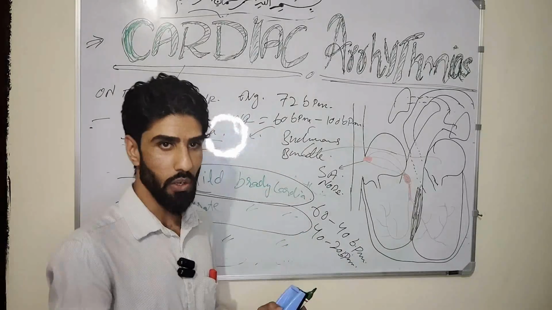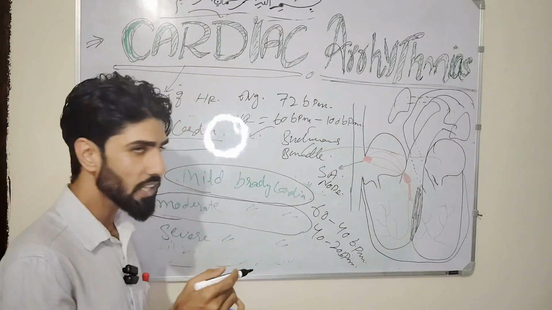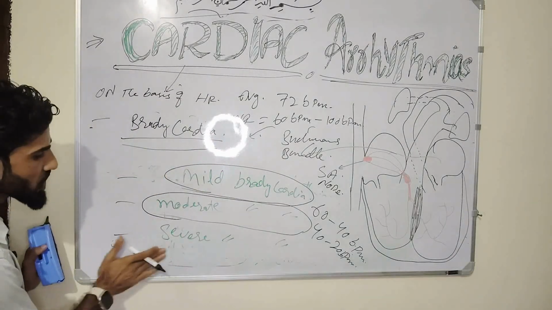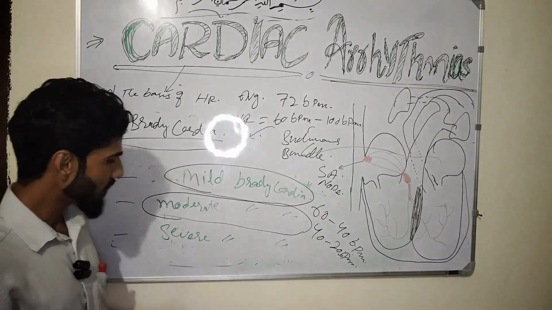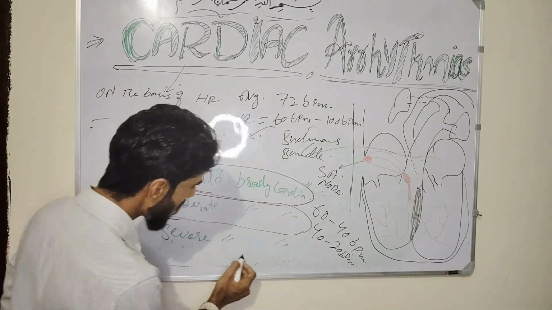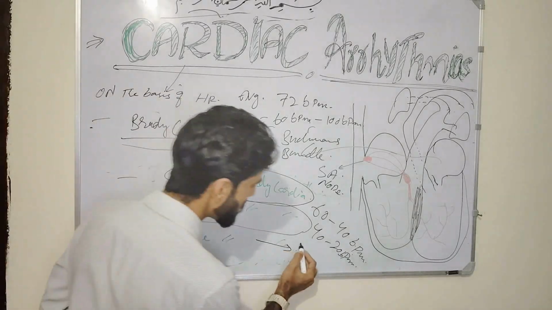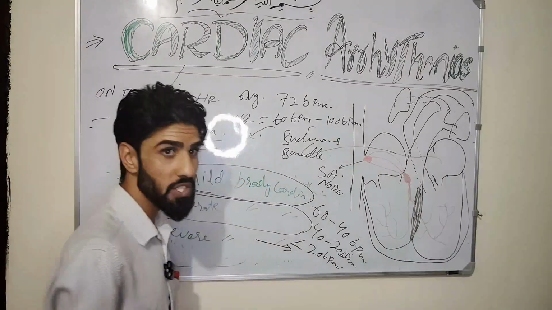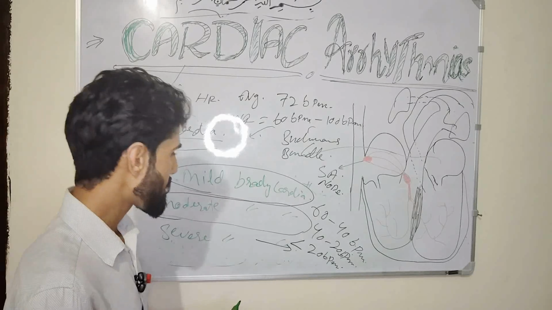When the heart rate reduces below 40 down to 20 beats per minute, we call it moderate bradycardia. And the third condition is severe. In severe bradycardia, the patient's heart rate goes less than 20 beats per minute.